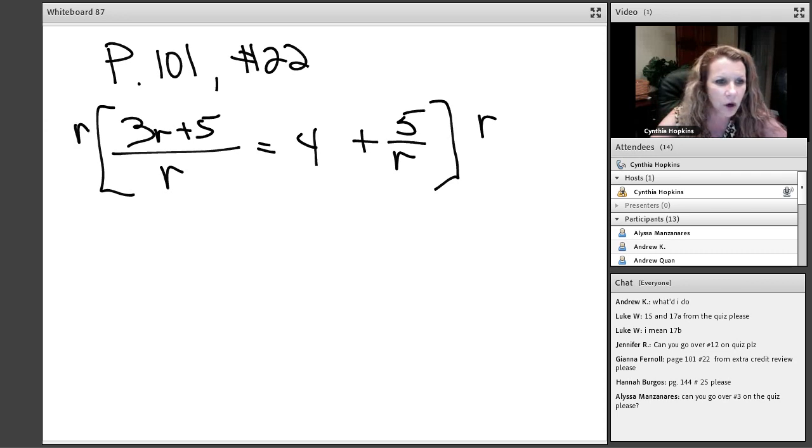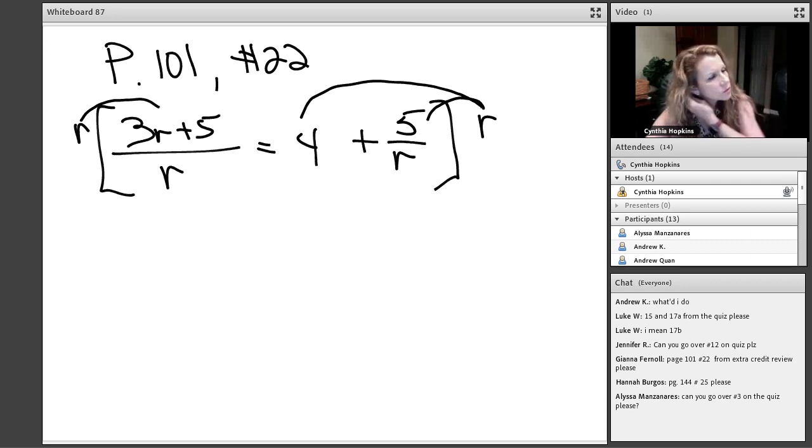All right, I'm going to put r on both sides of my equal sign. Okay, so this r I'm going to distribute to the first term on the left side of the equal sign. And then on this right side, I'm going to put that I need to distribute it to the 4 as well as to this fraction. Every single term has to get multiplied by r.